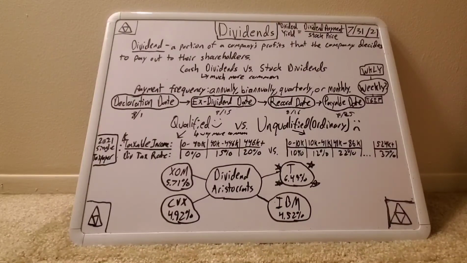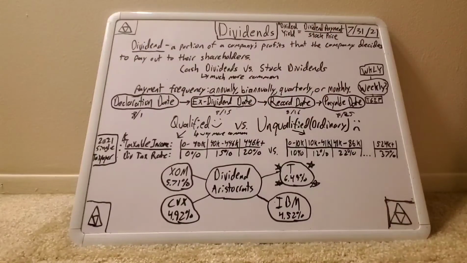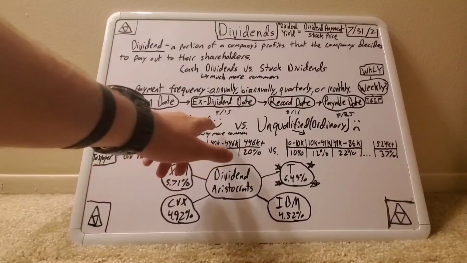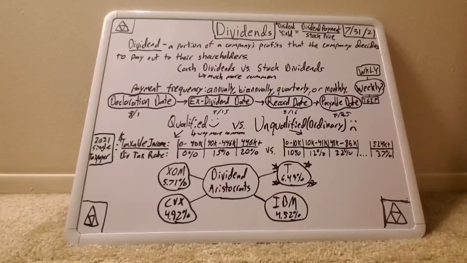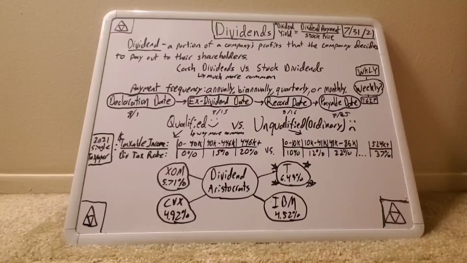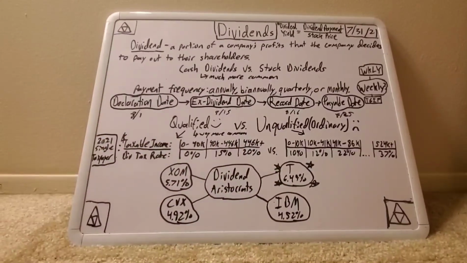So moving on to qualified versus unqualified, otherwise known as ordinary dividends. I put a little smiley face next to qualified because the only difference between qualified and unqualified is the tax advantages. So qualified does have tax advantages. Unqualified is a lot less friendly in terms of taxes. So for qualified, these whole charts are based off 2021 single taxpayer data.